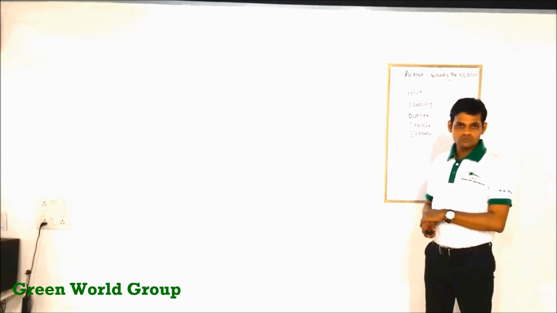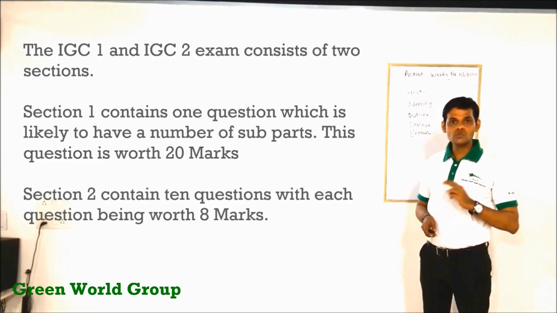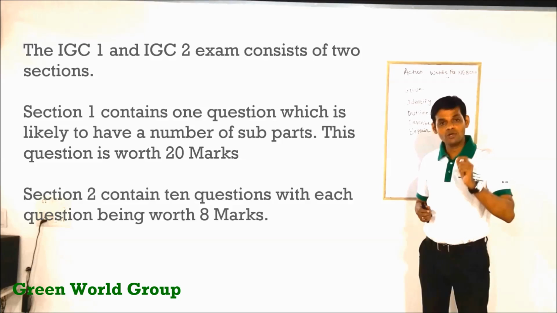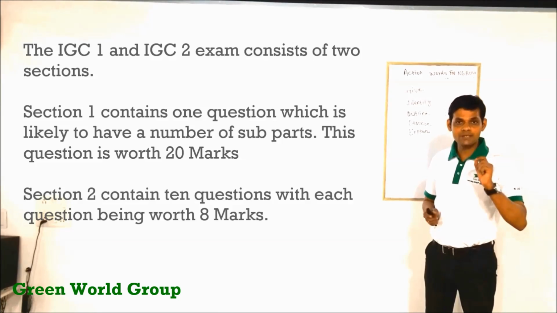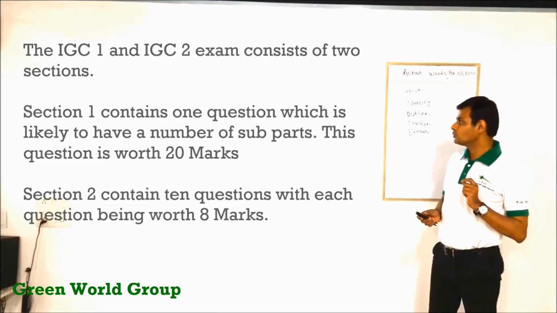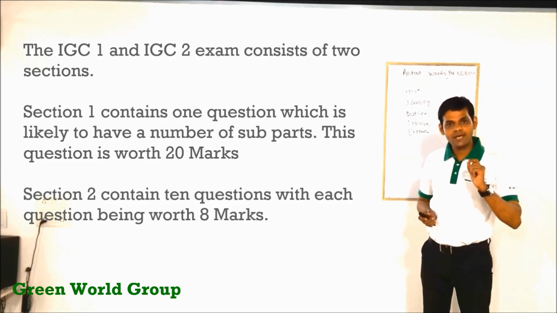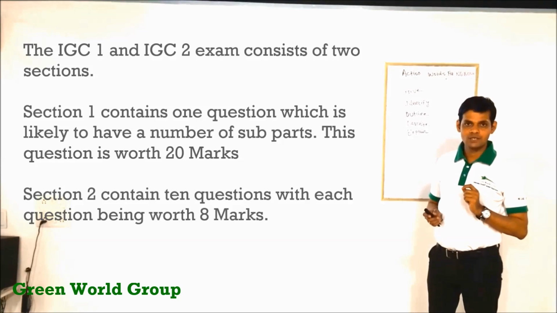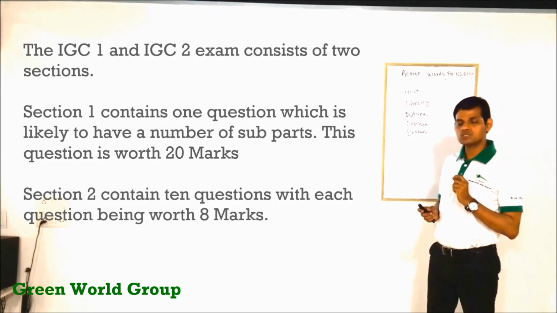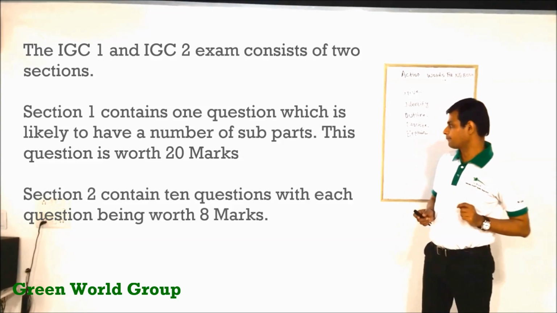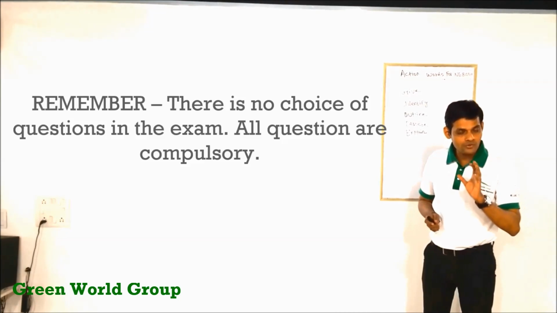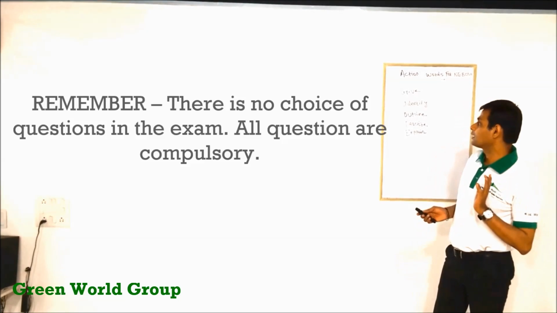IGC 1 and IGC 2, both exams consist of 2 sections each. Section 1 consists of only 1 question of 20 marks. Section 2, 10 questions each of 8 marks. So totally 80 plus 20, 100 marks. So these 11 questions are to be attended in 2 hours of time. There is no choice of questions in the exam, all questions are compulsory.